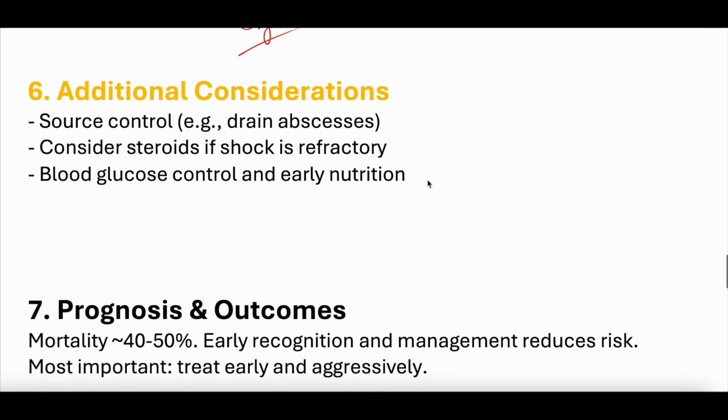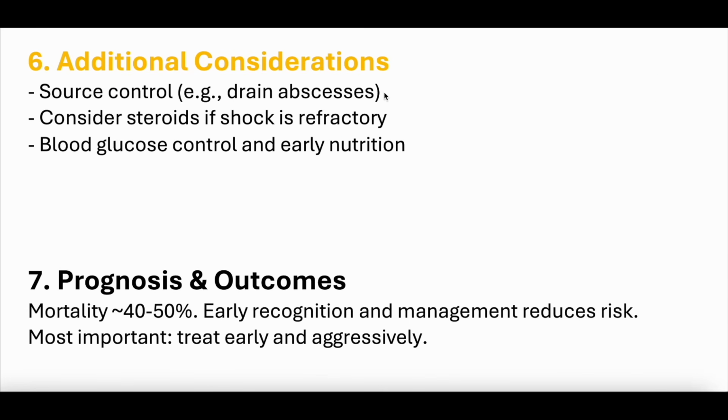Additional consideration, source control can be very important. So you always want to make sure that there's source control. If someone has an abscess, it needs to be drained. If someone has an obstructing stone, obstructed nephrolithiasis with hydronephrosis, they need to have drainage of that, whether it's a ureteral stent or percutaneous nephrostomy tube. If someone has cholangitis, they need decompression of their biliary tree. If someone has necrotizing fasciitis, they need debridement of that infected fascial plane. So source control is important. When patients are not getting better, sometimes it's because they have a source that has not been identified. So that's something to think about that you might have to come back to.